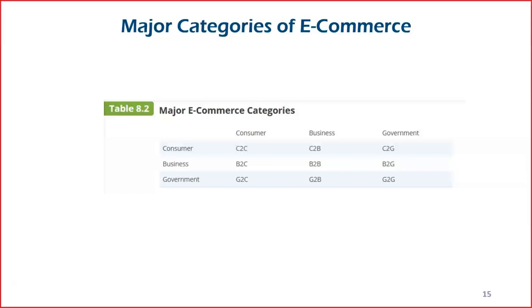Now, another way to look at how e-commerce is conducted is by category. This is much more academic.